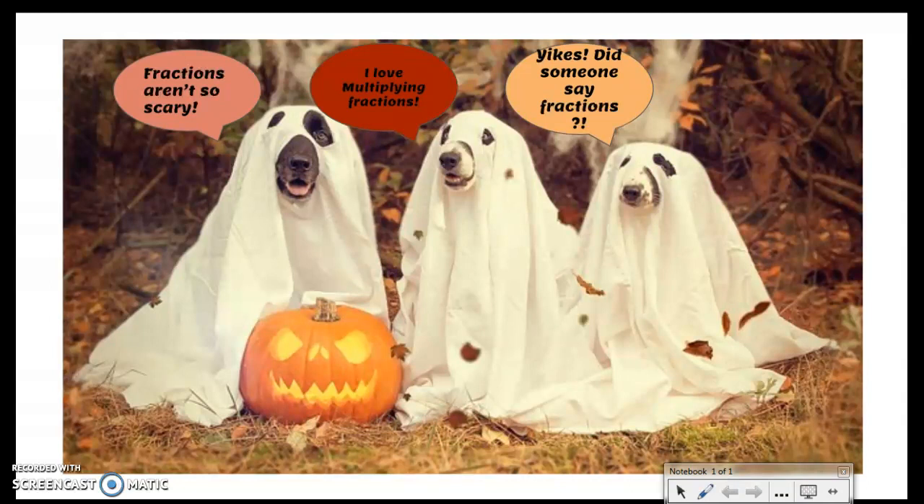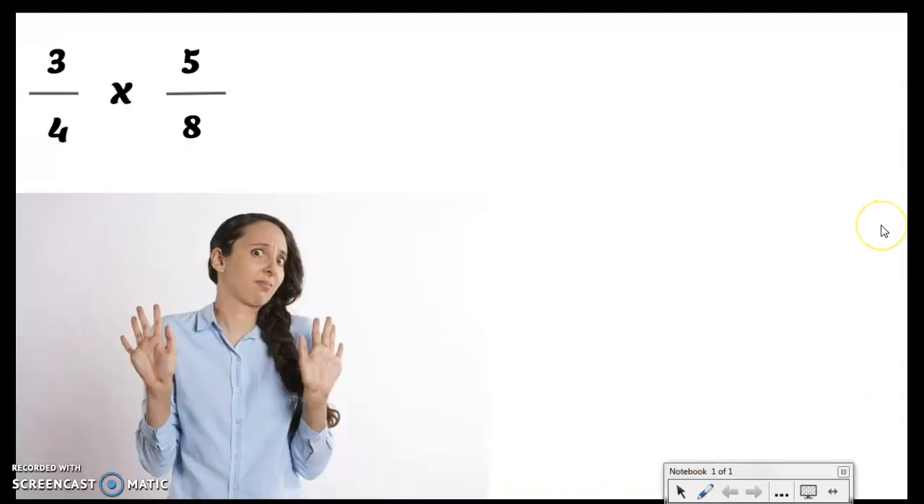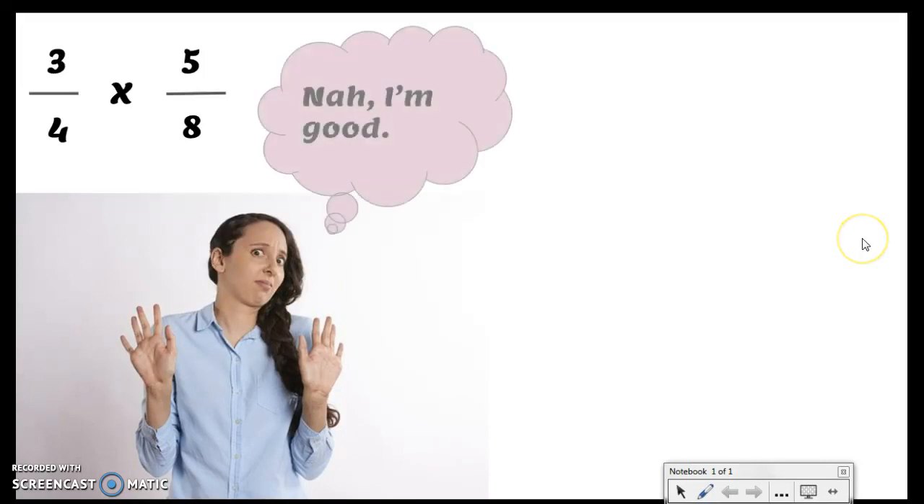Now, I know that some people, when they think about fractions, get a little bit nervous, just like this third dog right here on this picture. But I hope you know there's nothing to worry about. After today, you will be an expert at multiplying fractions. If you had this expression, 3/4 times 5/8, there's no reason to get nervous about it. She is a little bit worried. She's like, no, I'm good. I'm not going to worry about solving this. I'll find somebody else to solve it for me.